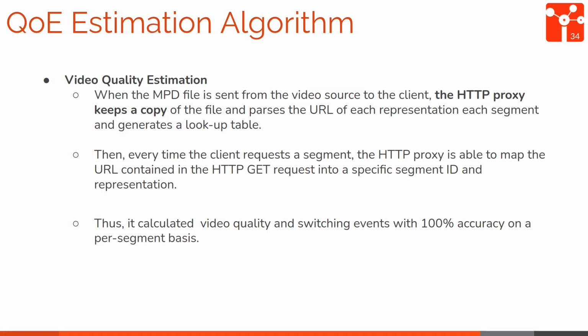When the MPD file is sent from the video source to the client, the HTTP proxy keeps a copy of that file, parses the URL of each representation and each segment, and generates a lookup table. Then every time the client requests a segment, the proxy is able to map the URL contained in the HTTP GET request into a specific segment ID and representation. Thus it calculates video quality and quality change events with 100% accuracy on a per-segment basis.